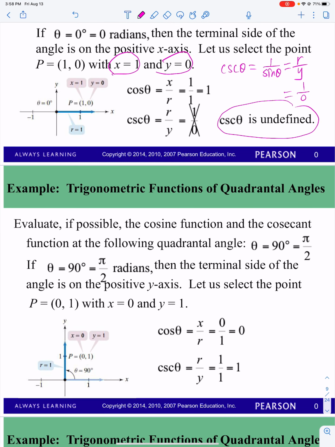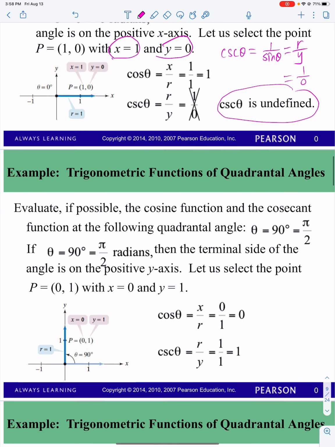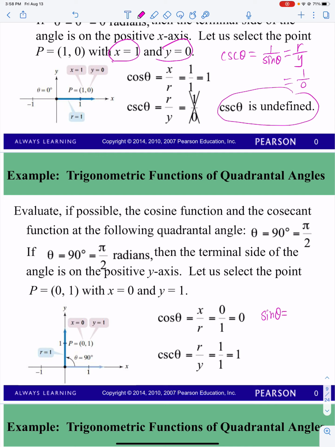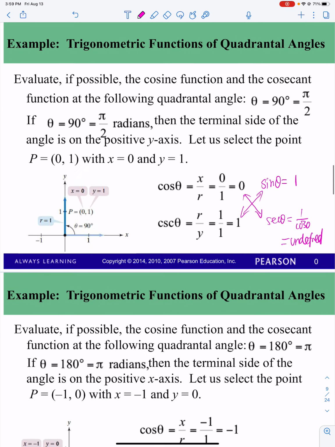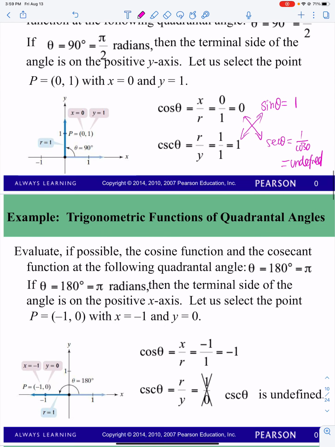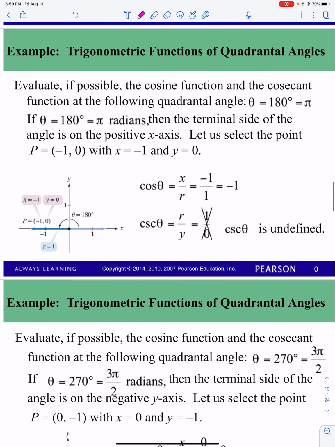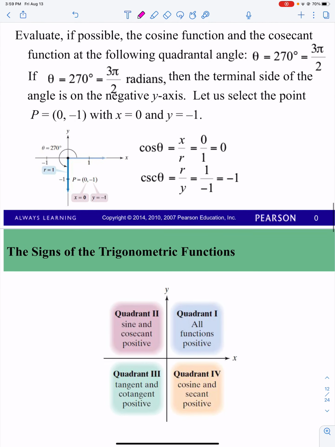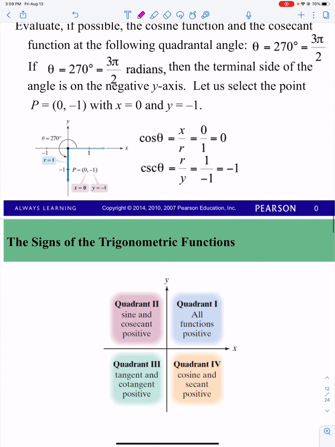Okay, and similarly, you can find this one. What will be the sine theta here? It's 1, because cosine theta is 1 here. What will be the secant theta here? Secant is 1 over cosine. This one is undefined. So you need to be careful. Okay, this one is okay too, 180 and 270. So you can practice these two.